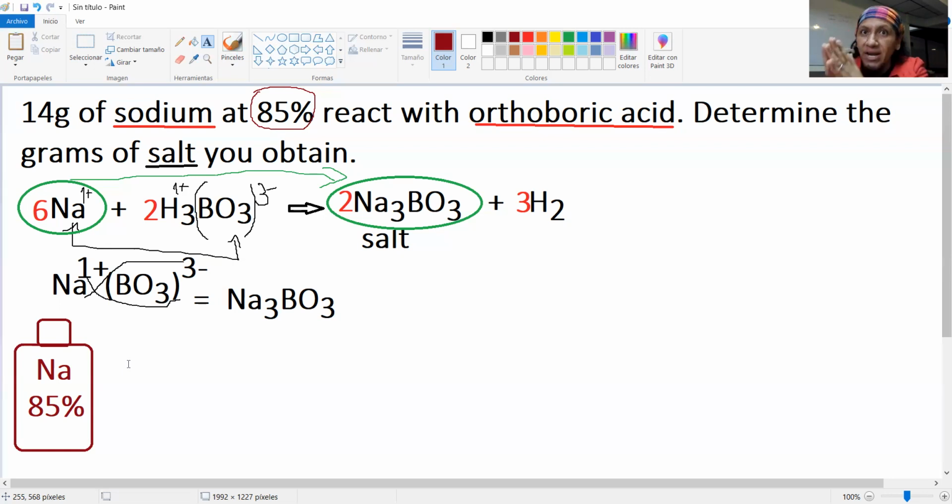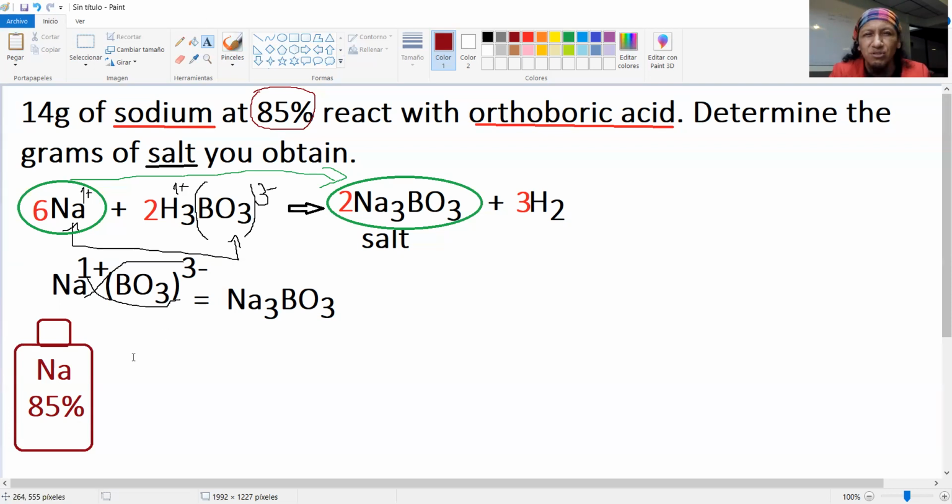It means for every 100 grams of sodium, just 85 grams are pure sodium, and the rest maybe could be some impurities and whatever it is. Sometimes it's only like with gold and silver and other kinds of materials there, right? Or some which are not in this case for sodium. Let's perform that calculation then.